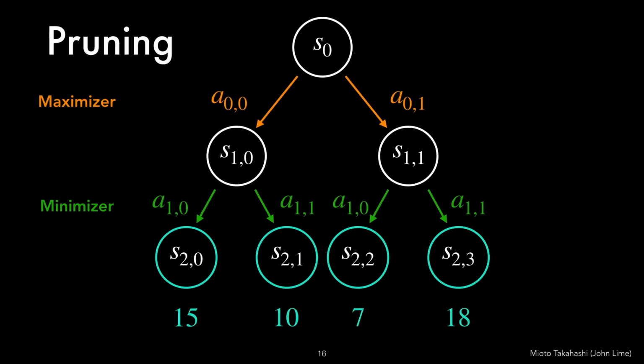Let's set the terminal rewards to certain values, each being 15, 10, 7, and 18. Since the minimizer always chooses the state with the smallest expected return, we can conclude that the expected returns of the previous states, S10 and S11, are respectively 10 and 7. On the other hand, since the maximizer always chooses the state with the maximum expected return, the expected return for S0 is 10. This process of determining the reward of previous states from the return is called pruning.